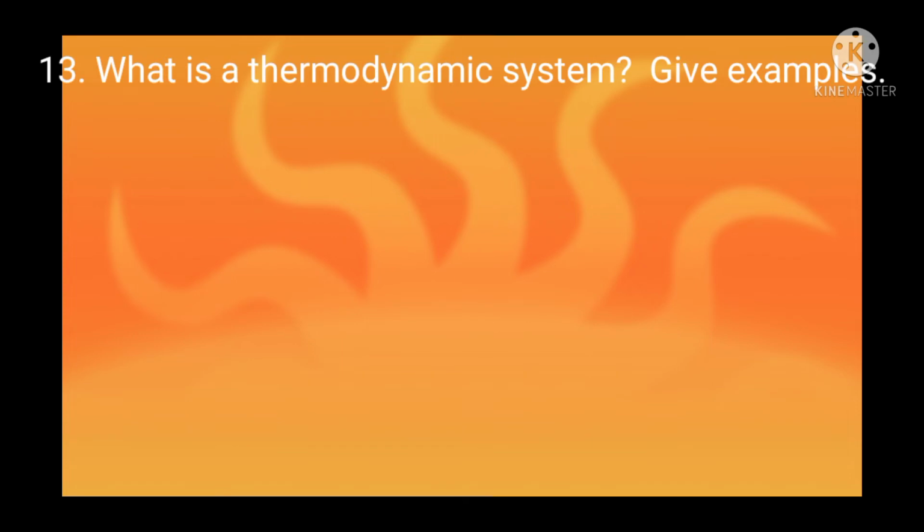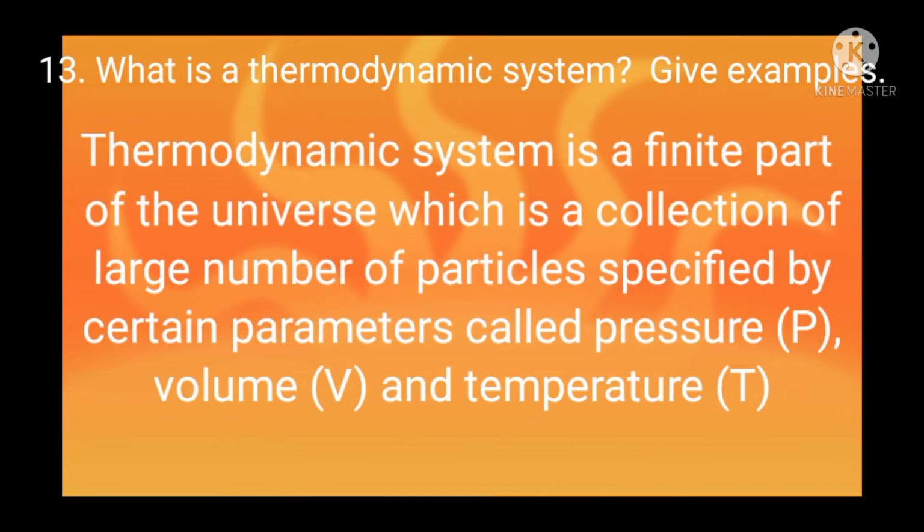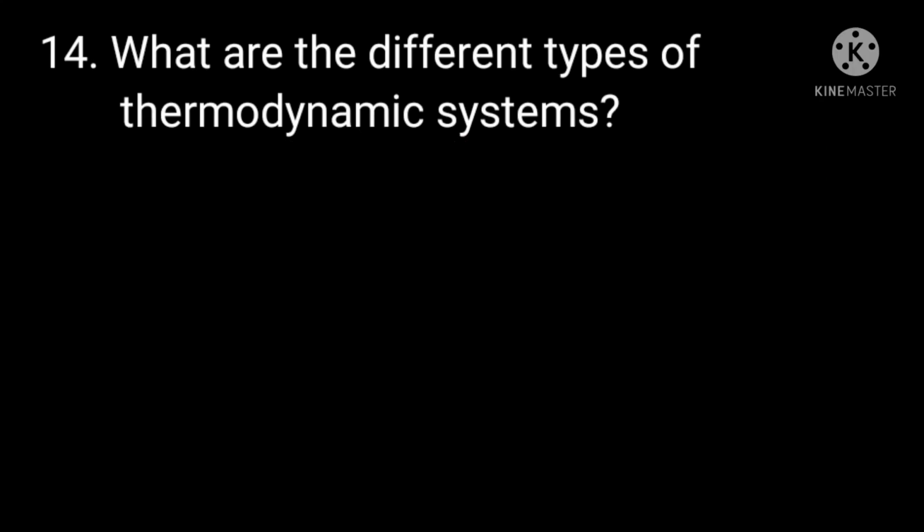The next question is what is a thermodynamic system? Give examples. Thermodynamic system is a finite part of the universe which is a collection of large number of particles specified by certain parameters called pressure, volume and temperature. Air cooler, refrigerator, etc. can be taken as example for a thermodynamic system.